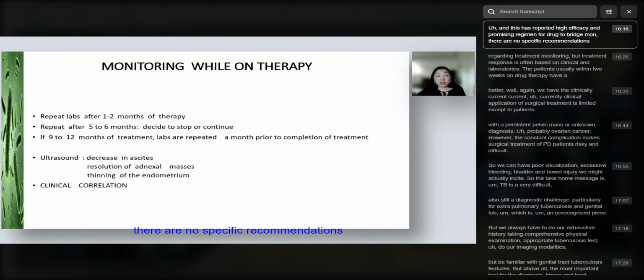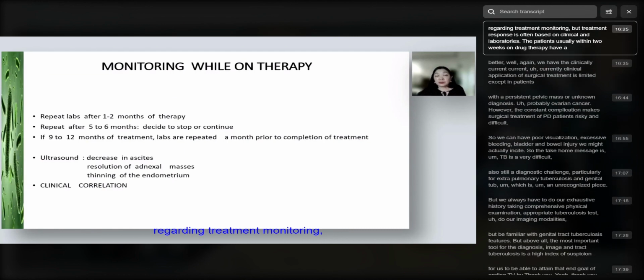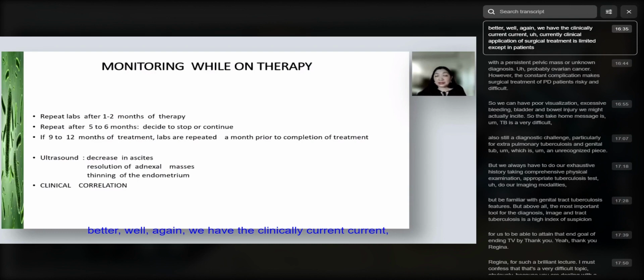There are no specific recommendations regarding treatment monitoring, but treatment response is often based on clinical and laboratory assessment. Patients usually have a better sense of well-being within 2 weeks on drug therapy. Again, we have to correlate clinically.